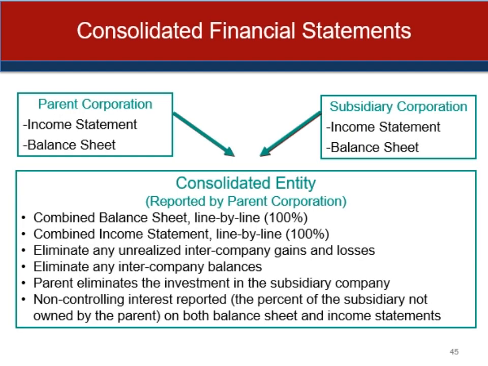Consolidated financial statements basically add all of the parent company's and subsidiary companies' assets together. If there are any intercompany balances between the companies, so the parent company owes the subsidiary money, of course you can't owe money to yourself, so that would be offset. The accounts receivable would be offset by the accounts payable, and so we would eliminate any of those intercompany balances.